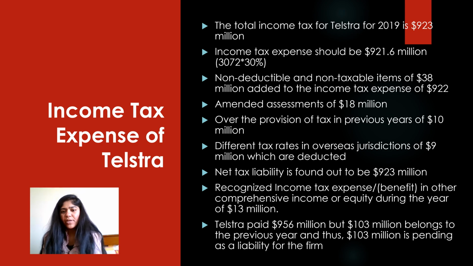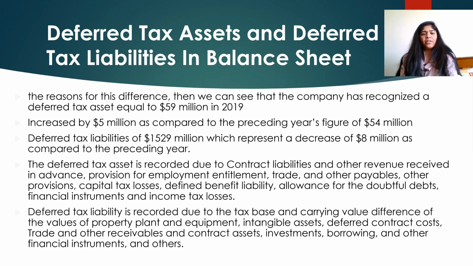Overall, Telstra paid $956 million, but $103 million belongs to the previous year. That's why $103 million is pending as a liability for the firm. So let's move to the next slide.